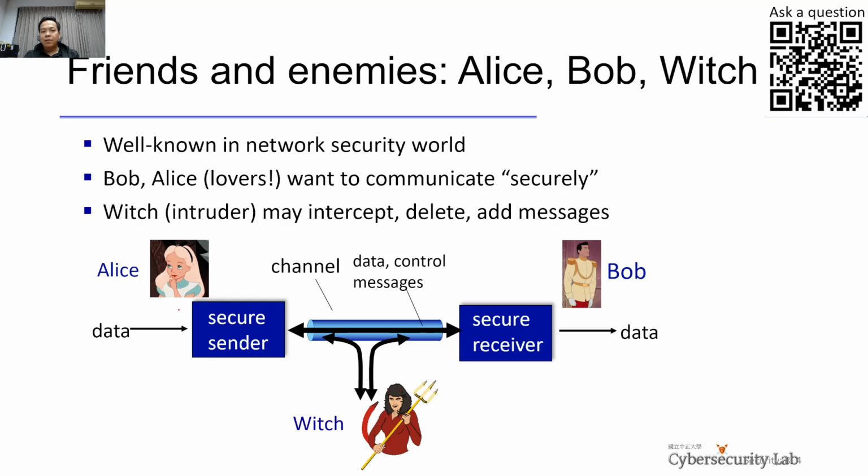In this lesson, I will define three characters. First is Alice, second is Bob, and the witch. Bob and Alice are friends or lovers who want to communicate in private, but the witch, the intruder, may want to intercept, delete, and add messages, or break this romance. So the goal of the witch is very similar to an attacker. They want to intercept the channel and manipulate the data between the sender and receiver, and make sure these two lovers cannot maybe get married or something like that.